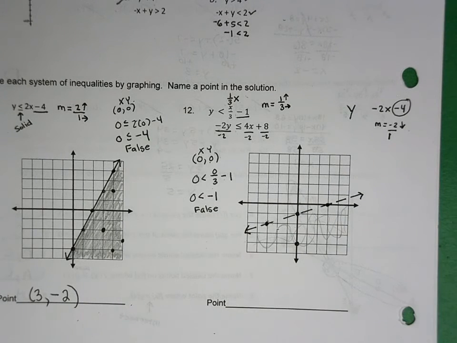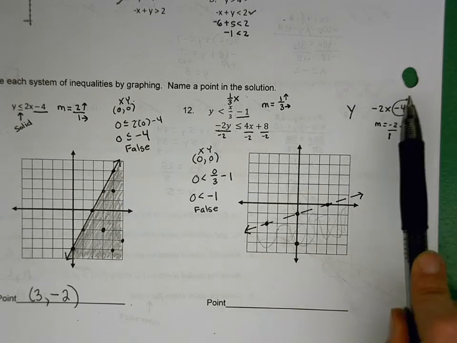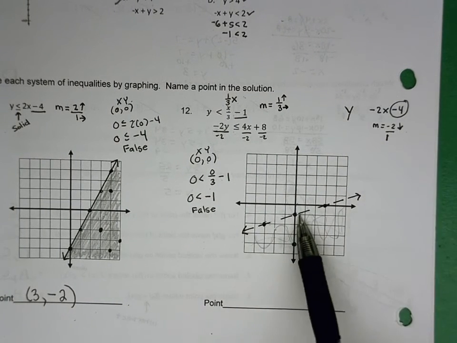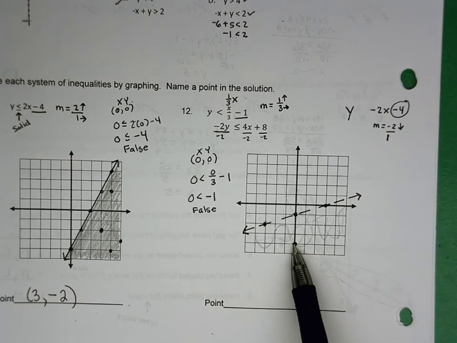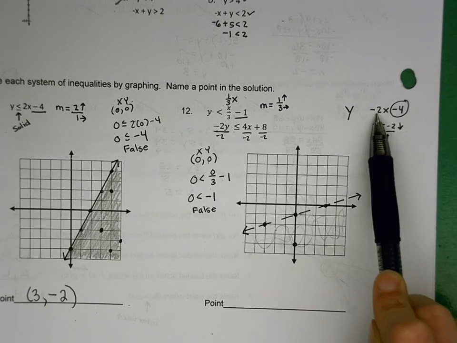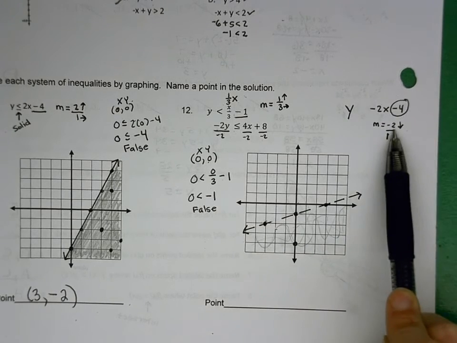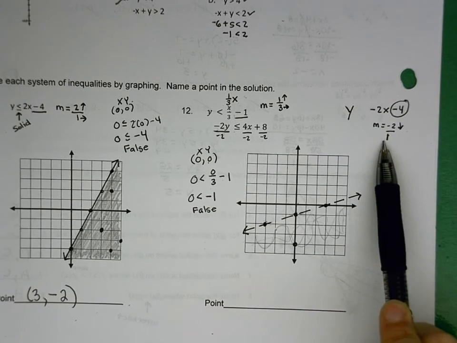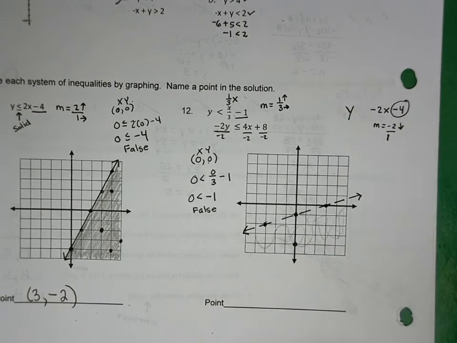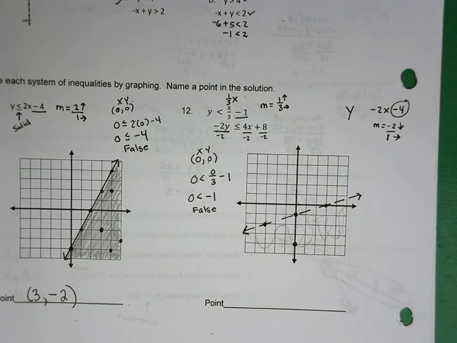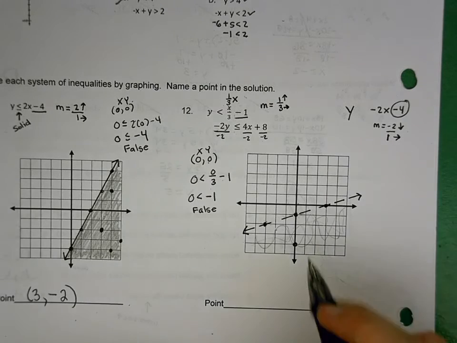Okay, -4 then is my b, and so I'm going to go ahead and start down here at -4, and -2 is my m. Since -2 didn't already have a denominator, I went ahead and put it over 1, which means I'm going down 2 and right 1. Okay, so right here we're going to go down 2 and right 1.